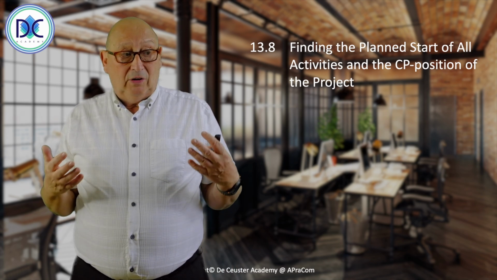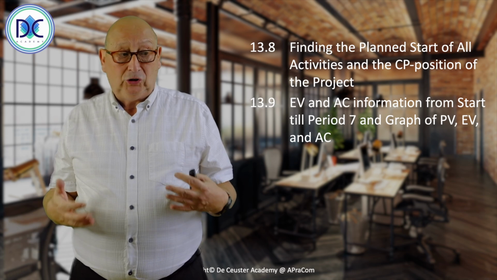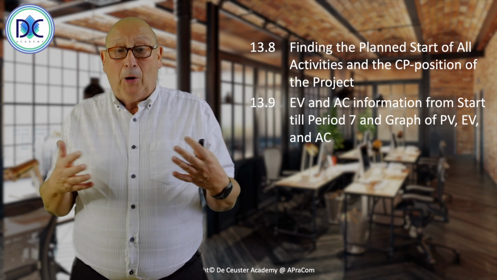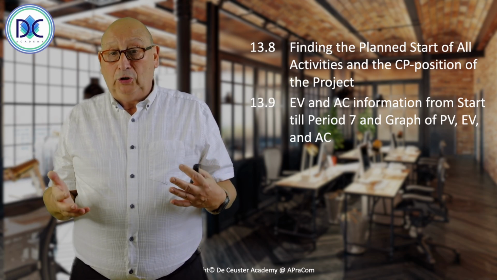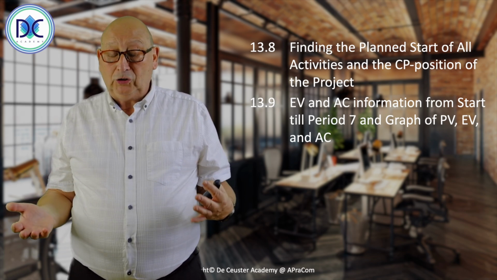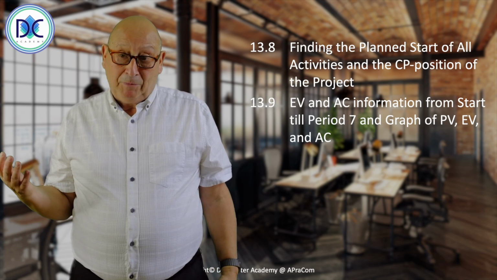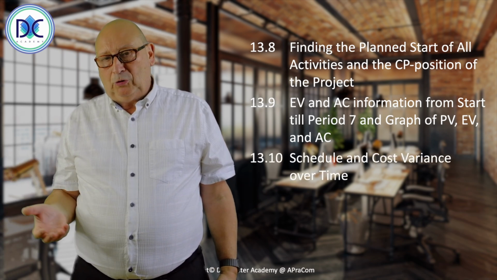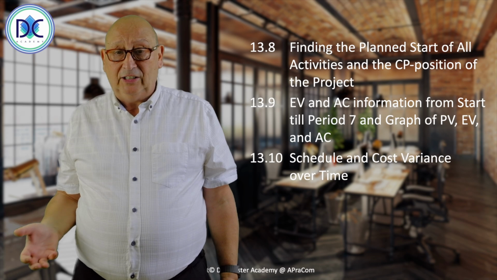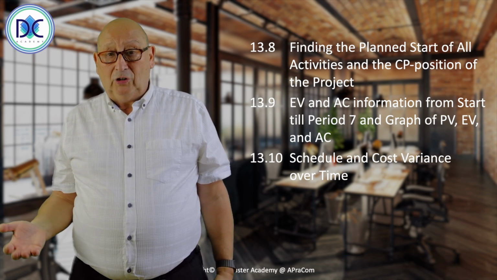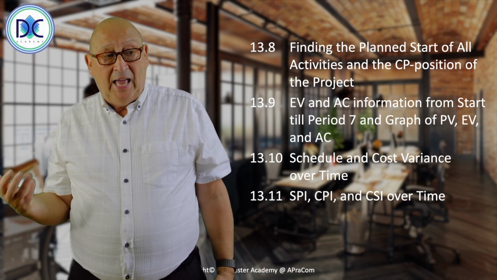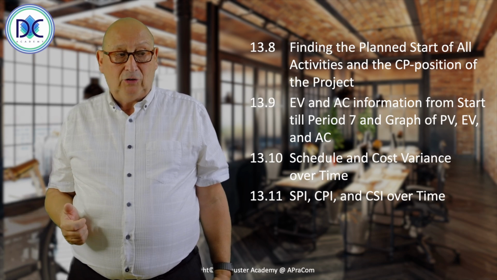We also obtain earned value and actual cost information about the project, and we're looking at the calculation, let's say, up to period 7. We're going to determine the graph of the planned value, the earned value, and the actual cost from the start till period 7. We didn't finish the project yet, but we will see what the intermediate status is. Then we look at the schedule and the cost variance over time. We look at the SPI, the CPI, and the CSI for a specific period and over time. So we have different calculations here.